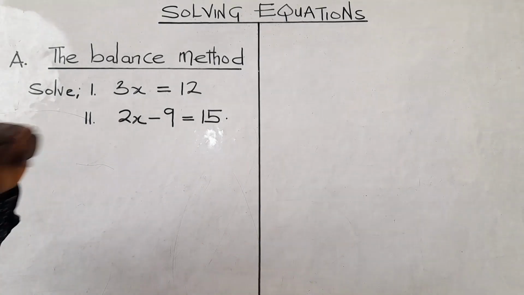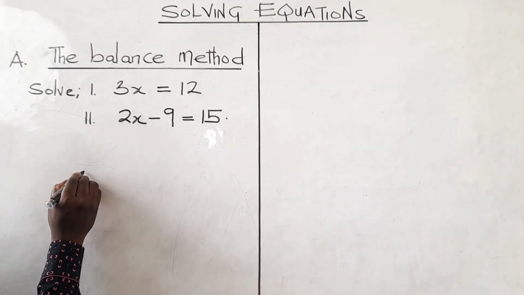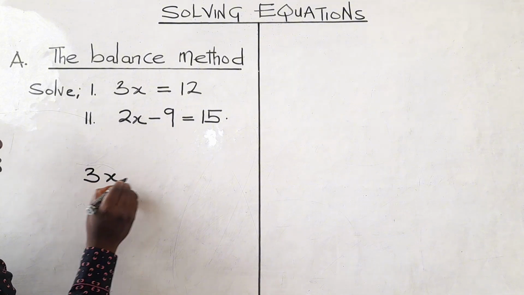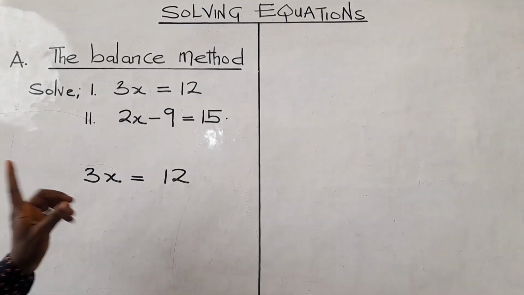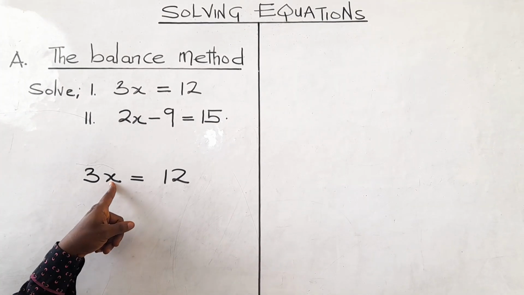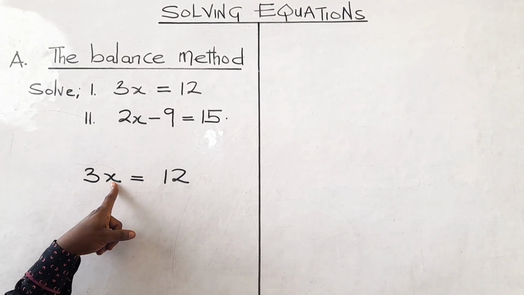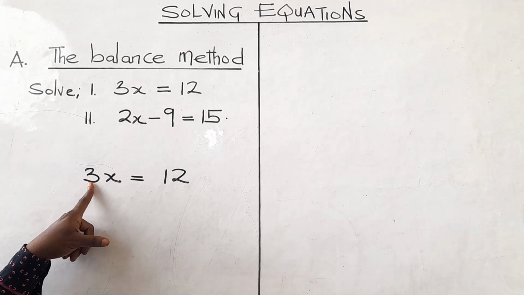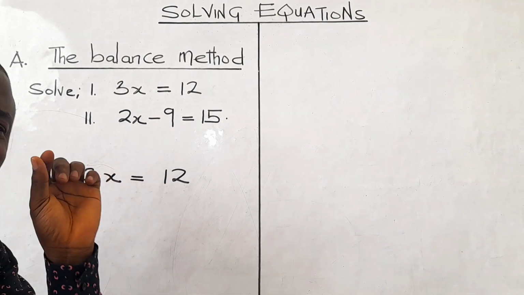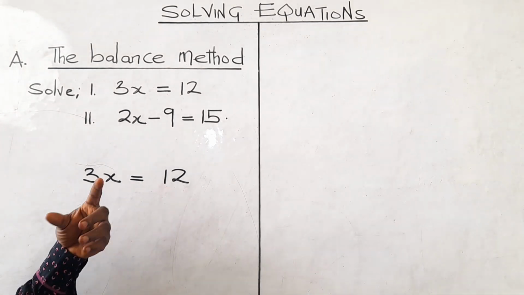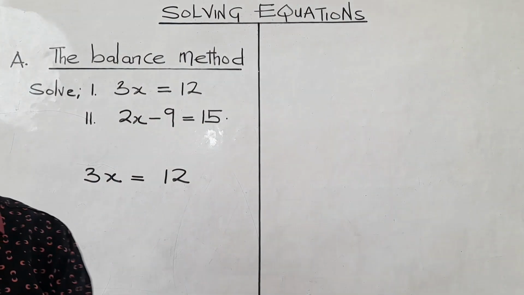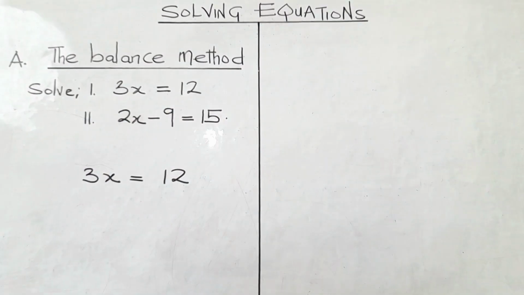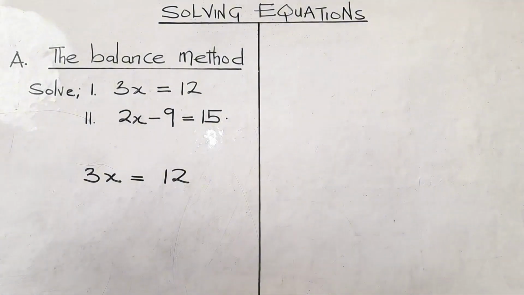Now let's see the first one. Look at it. 3x equal to 12. The equation is saying there is an unknown that will multiply 3 to give us 12. What will multiply 3 to give 12? Or what will 3 multiply to give us 12? I know some of us will just say, yes, I know what the answer is. But let's go through the balance method.